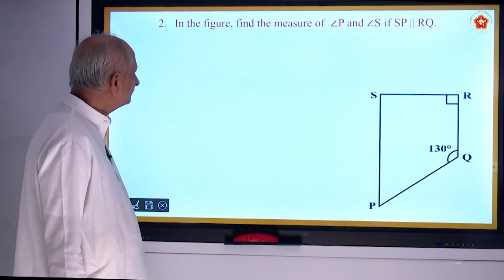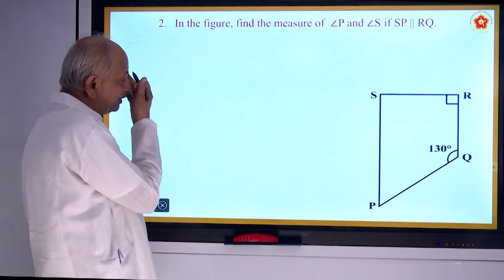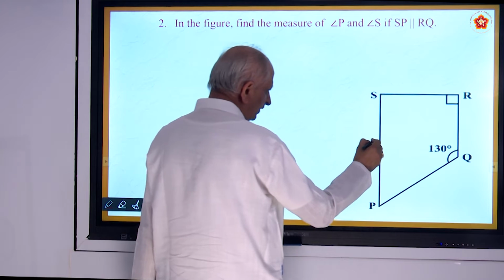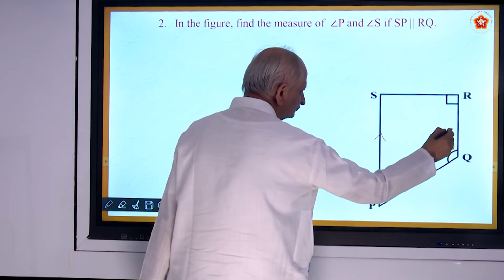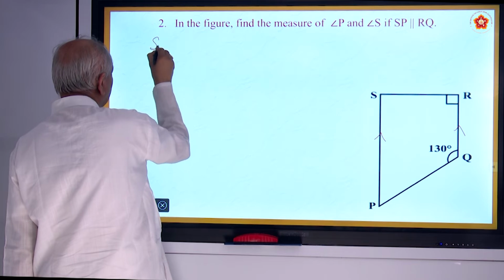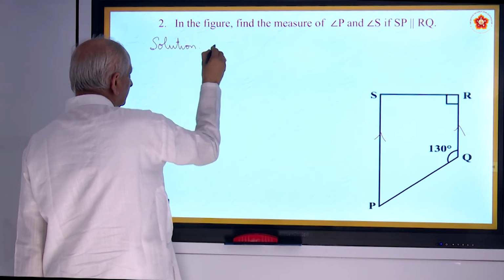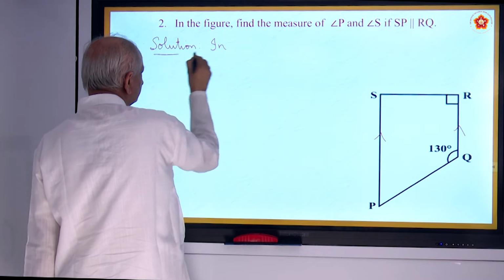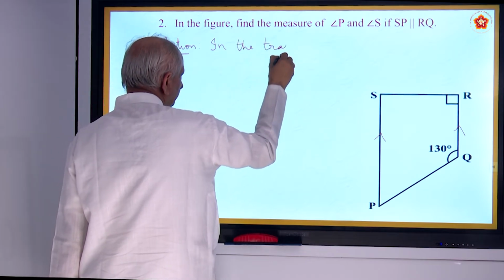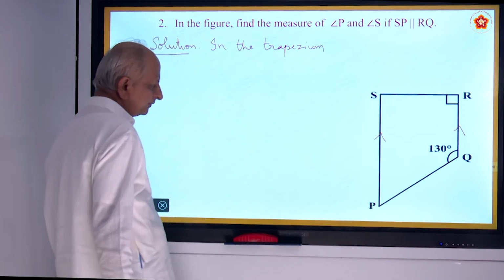Same type. In the figure, find the measure of angle P and S if SP is parallel to RQ. So, they are given that these two are parallel. So, what is the figure you get? Trapezium. So, solution. In the trapezium, what is the name of the trapezium? Come on.